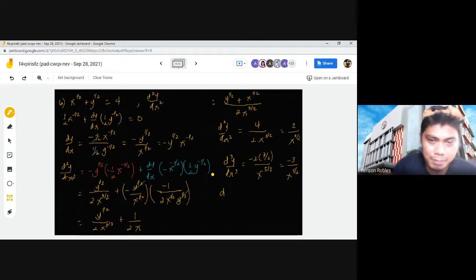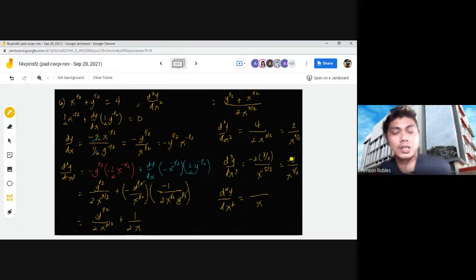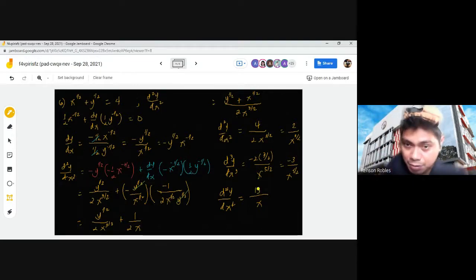The fourth derivative of y in terms of x, okay, equals x 5/2 times 3, that's negative 15 over 2, and then you change the sign. 15 over 2, x raised to 5/2 plus 1, 7/2. And then you just keep on differentiating explicitly.